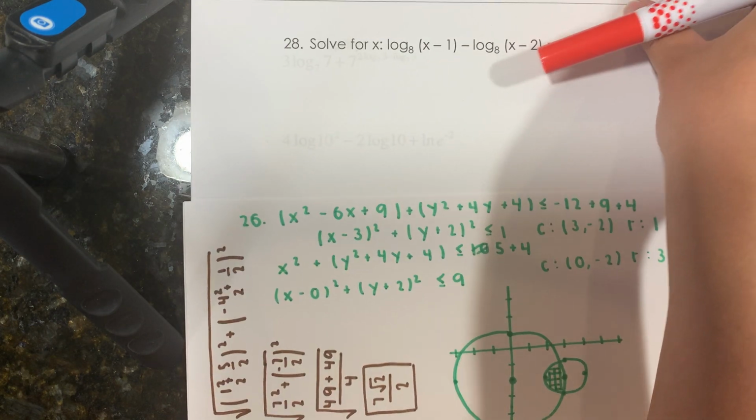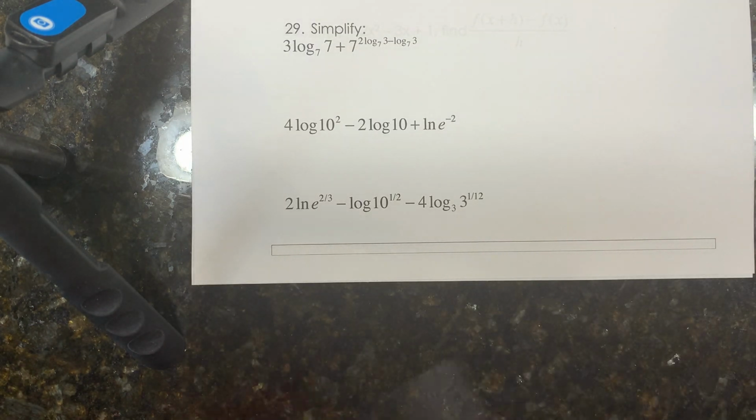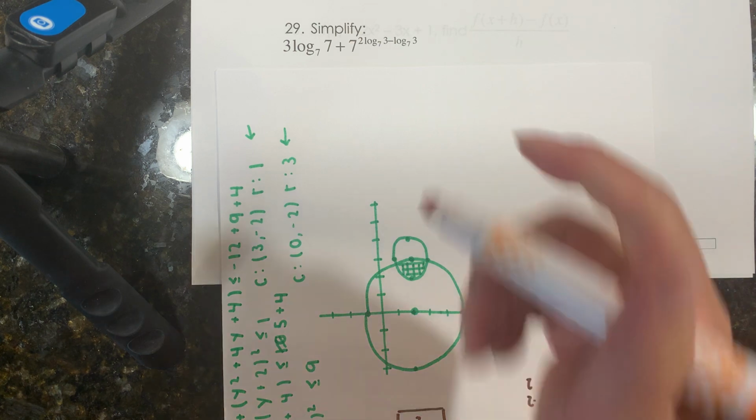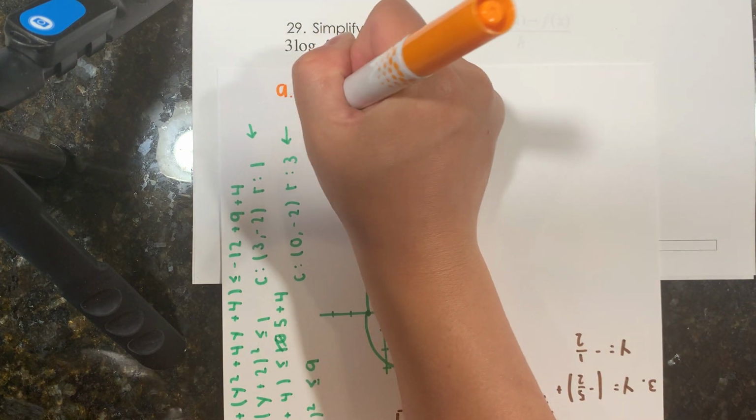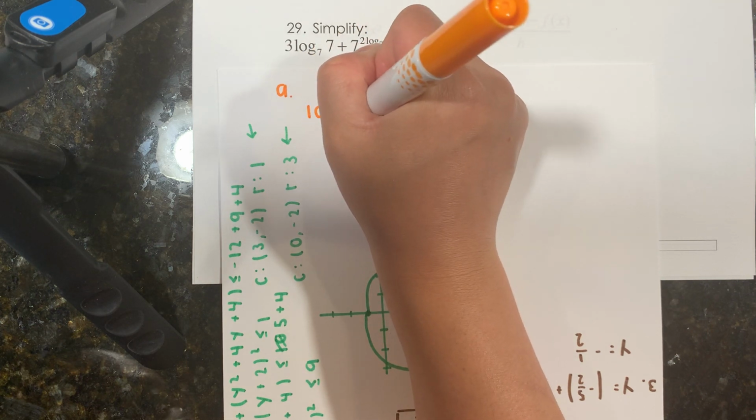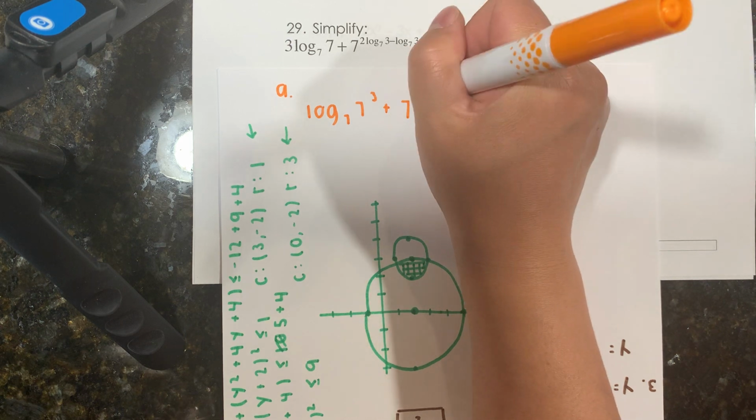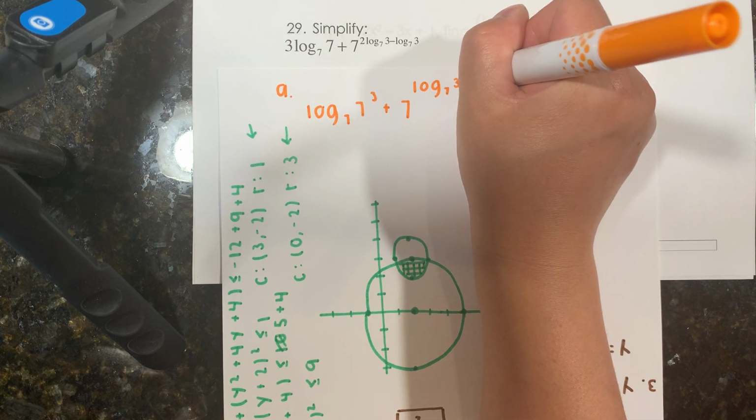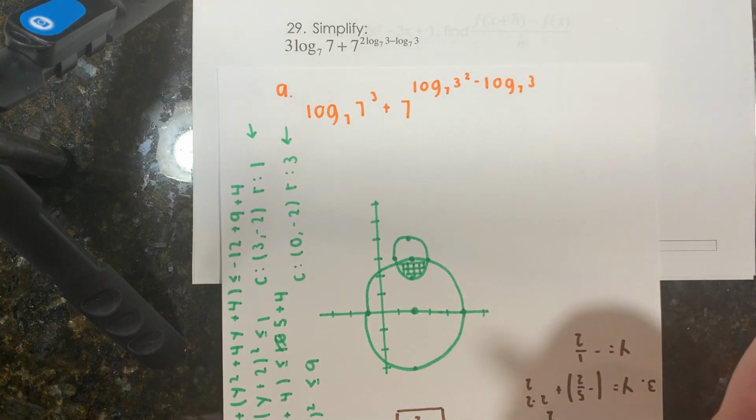Now for number 29, there are 3 parts to this problem, which is just lovely for you guys. So if there's a number outside my logarithm, it's going to become the exponent. So for a, I'm going to have log base 7 of 7 to the third plus 7 to the log base 7 of 3 squared minus log base 7 of 3.